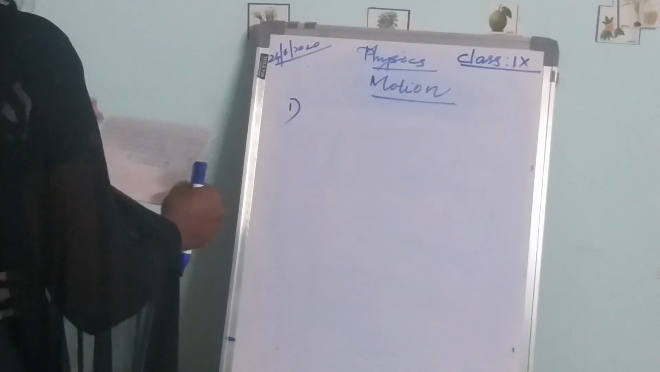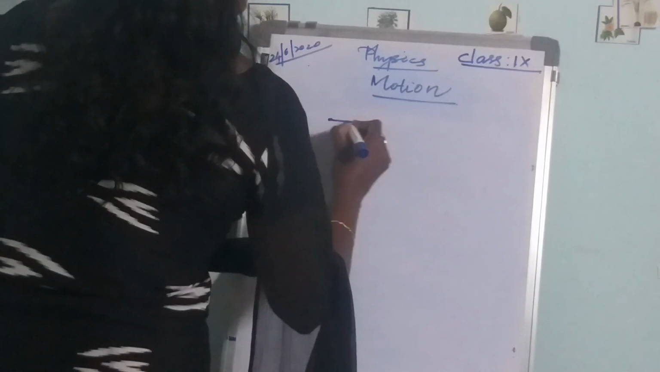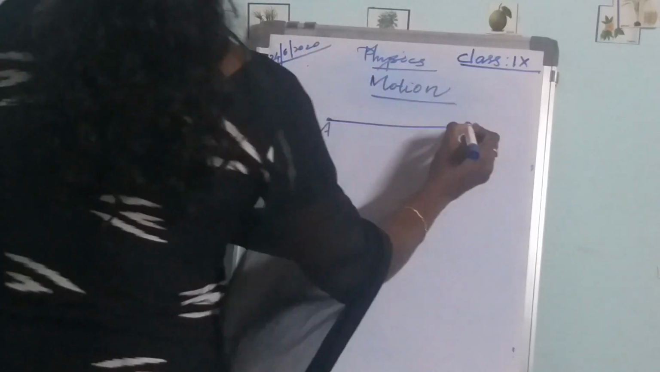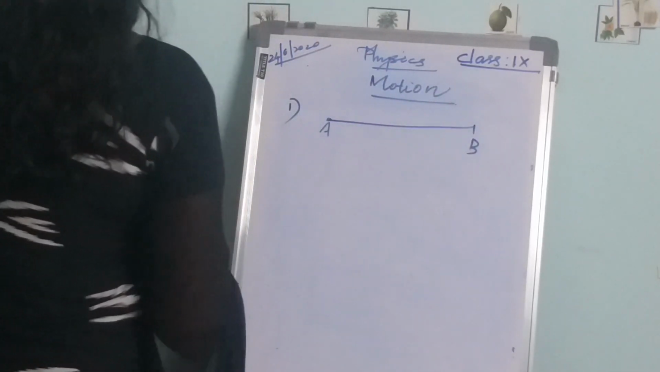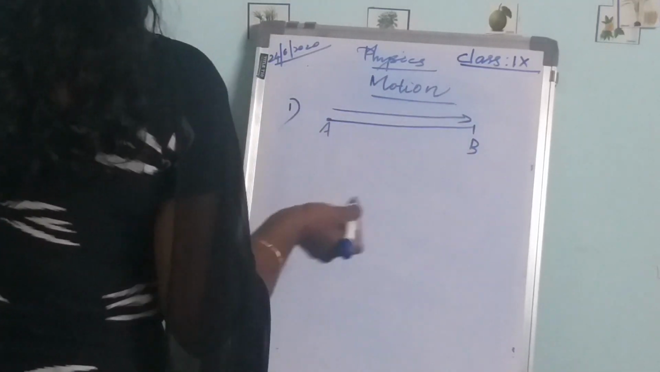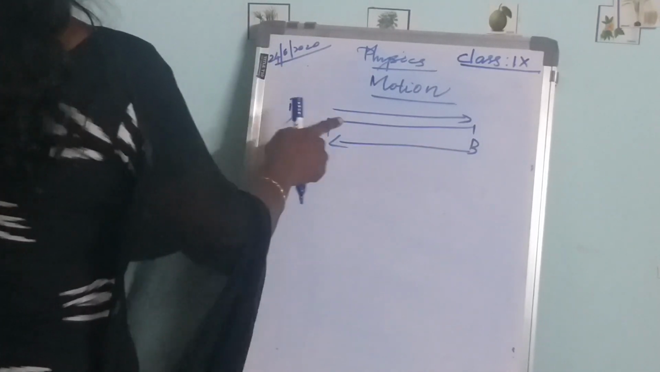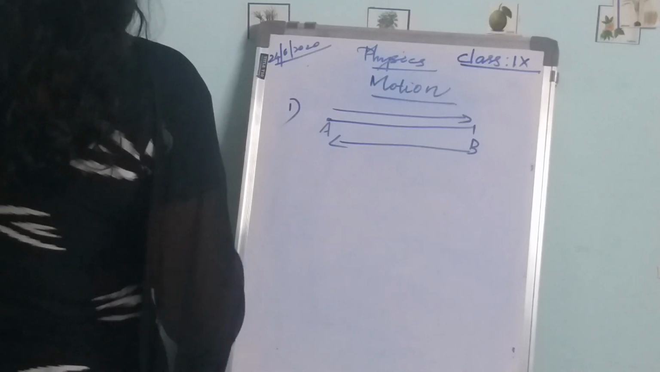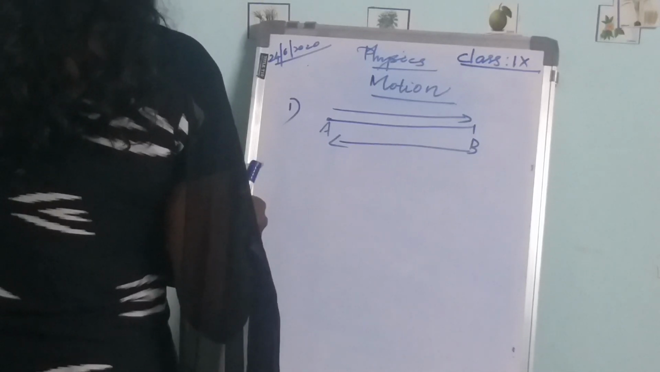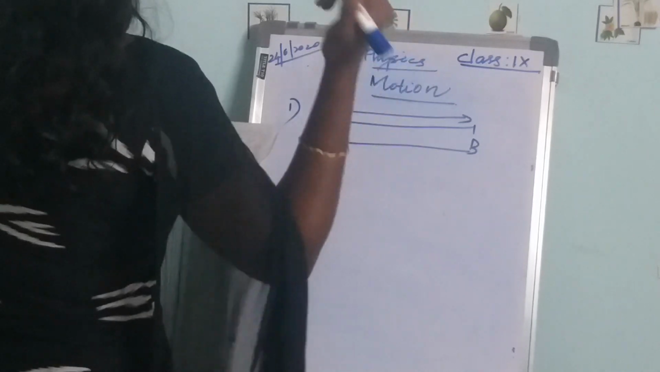See the first question. An object moves from a point A to B, and then comes back to the same point A, as shown here. Then we have to calculate the distance and displacement covered by the object.